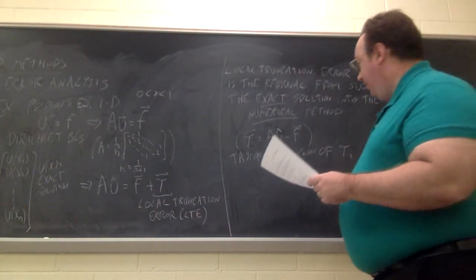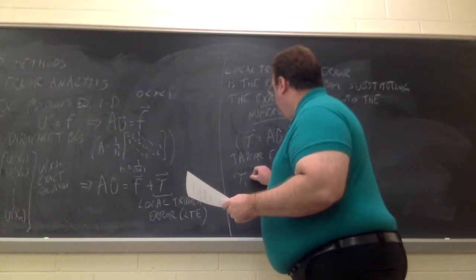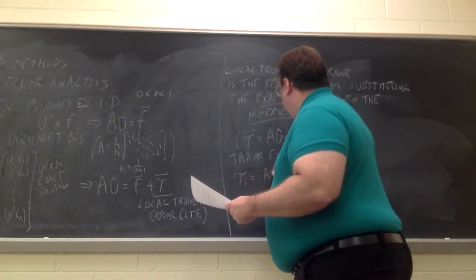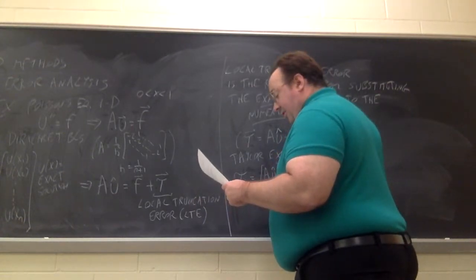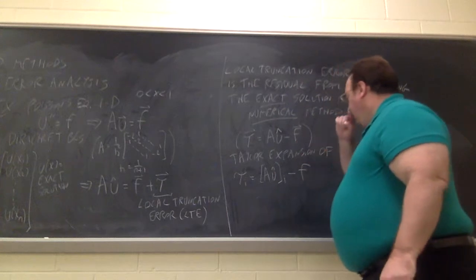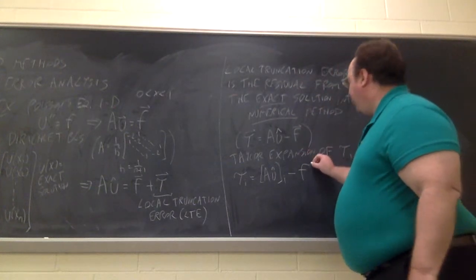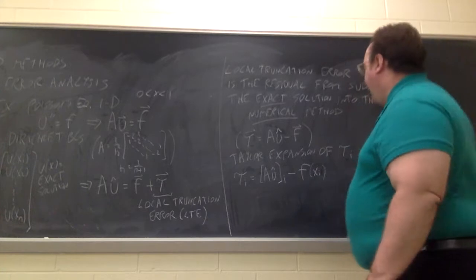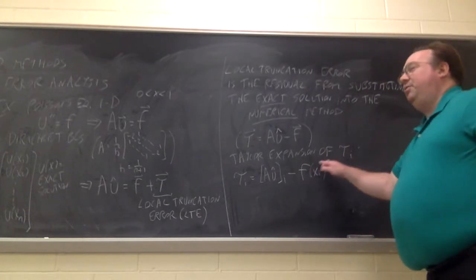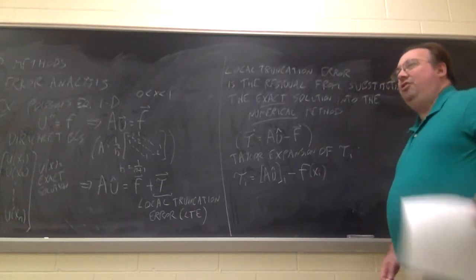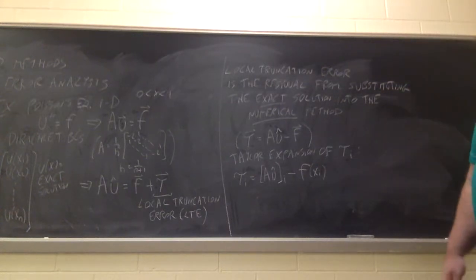So what we have is tau_i is equal to the ith component of A u hat minus the ith component of this vector, but that's just going to be f of x_i. To simplify things, we're going to assume that this is an equation in the interior, but we're not dealing with boundary conditions. Otherwise I might have a boundary term included in this, but we're just going to assume we're in the interior of the domain so we don't have to think about it.